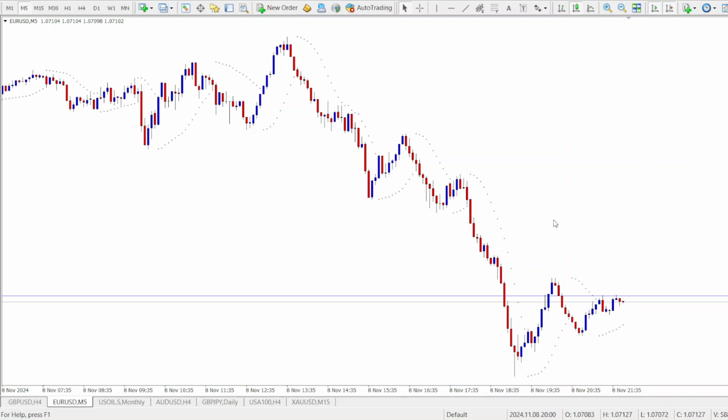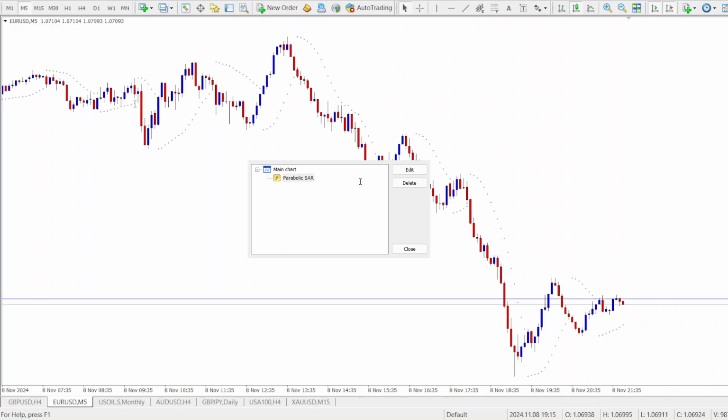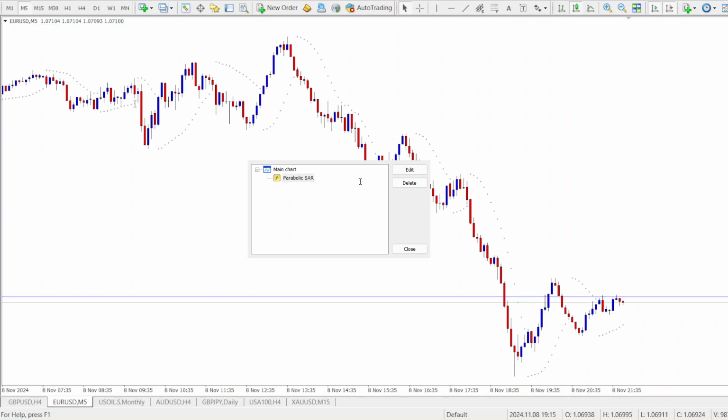Now in the parabolic SAR, there are two primary components you can adjust: the step and the maximum, as I already showed right here. These are the two primary components that should be adjusted. Now the step is also called the acceleration factor. It is the rate at which the SAR moves toward the price. The default setting is 0.02. When we increase the step, the indicator reacts faster to price changes, and it can be helpful on a 5-minute chart where movements are quicker.